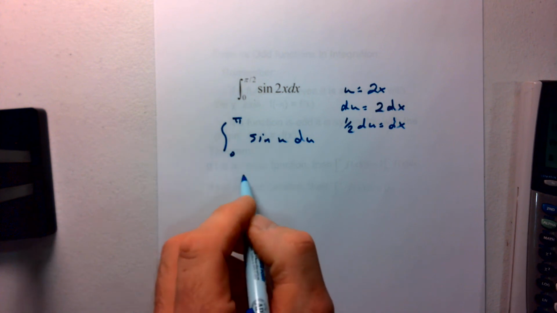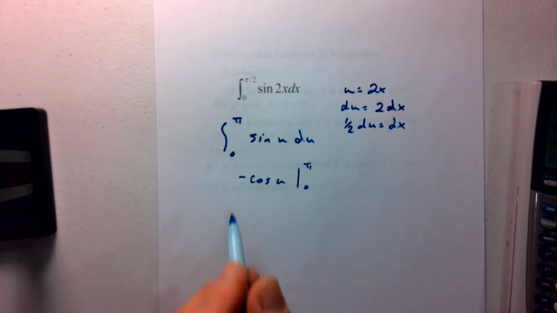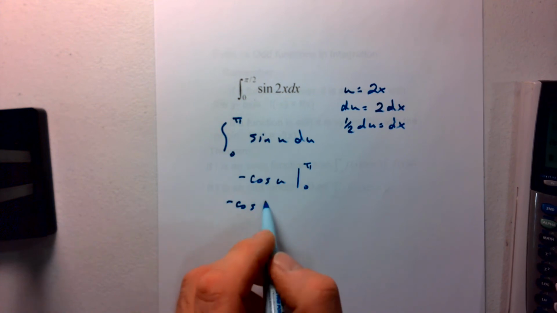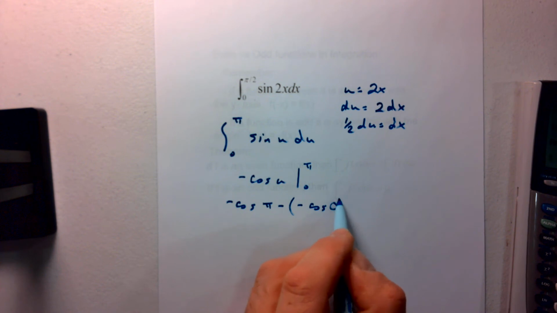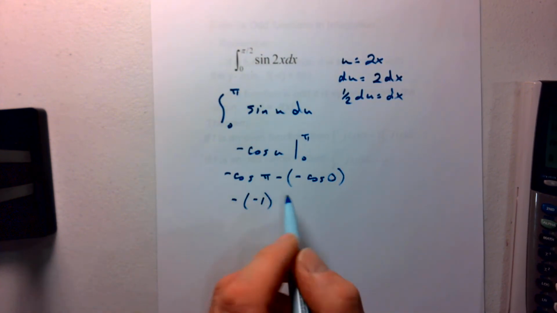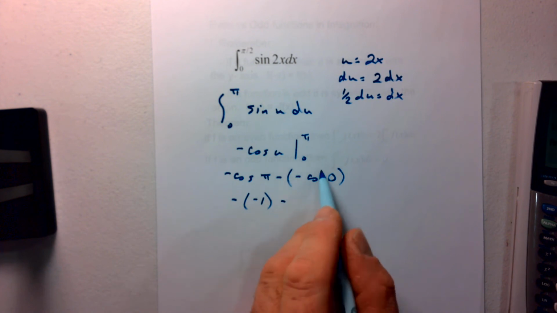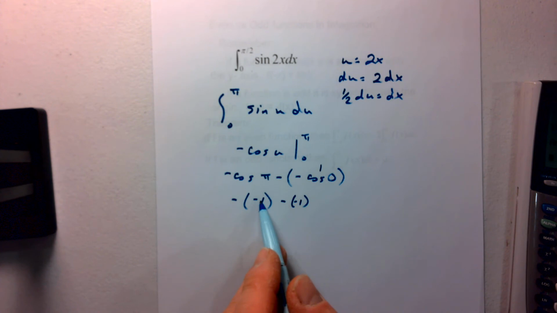Integration of sine, we know, is negative cosine of u from 0 to pi. I'm going to plug in my cosine of pi minus the negative cosine of 0. Cosine of pi, that's negative 1, isn't it? Then minus cosine of 0, that's going to be a 1 as well. So we have negative of negative 1 minus a negative 1. So I get 1 plus 1, or 2.